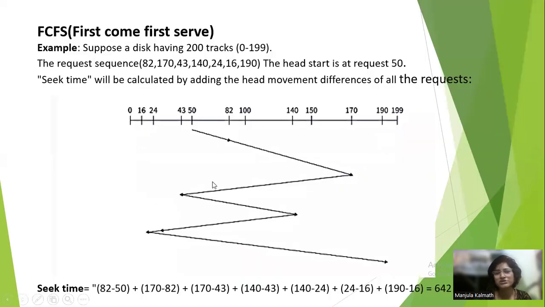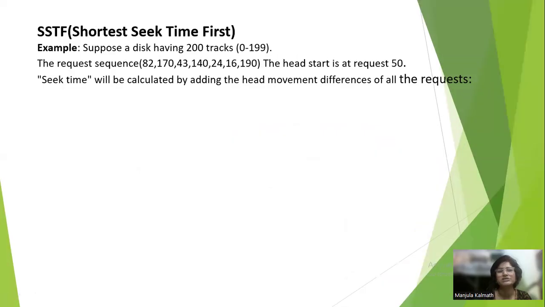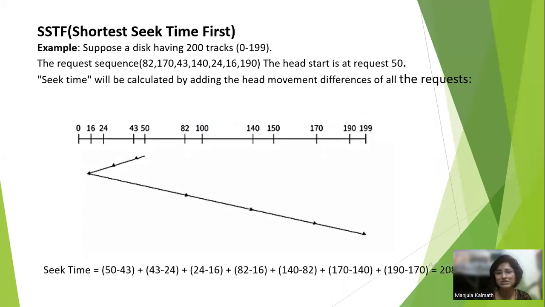In first come, first serve, you can notice the service starts from 50, 82, and again directly goes to 170, 172, again 43 comes, and again it goes to 150. So here we have a back and forth movement of the read write head. It crosses more cylinders, so it takes the maximum seek time, that is 642. Whereas in the case of SSTF, it is optimal and efficient. It takes a minimum seek time.